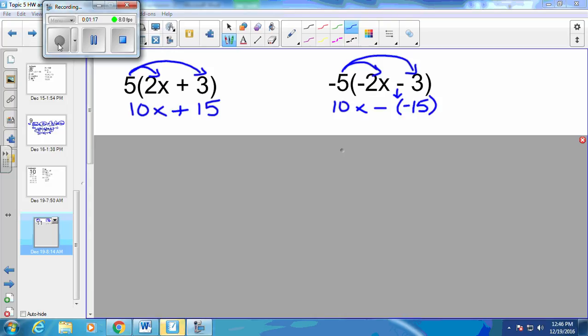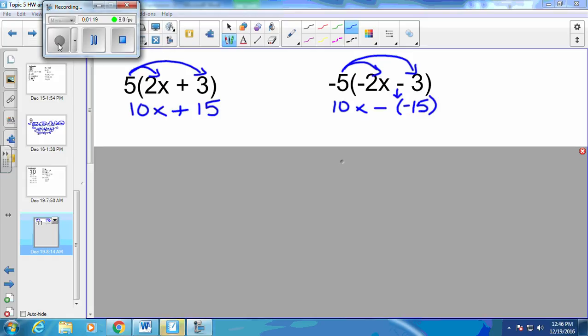What I like to do when I'm looking at this scenario, though, is instead say negative 5 times a negative 3. So I have a negative times a negative, which will give me a positive right off the bat. But as you can see, either way that I write these, when I rewrite my subtraction problem as an addition problem, I will get the same result of 10x plus 15. That is your final answer for this scenario, 10x plus 15. 10x and 15 are not like terms, so you cannot combine them together.